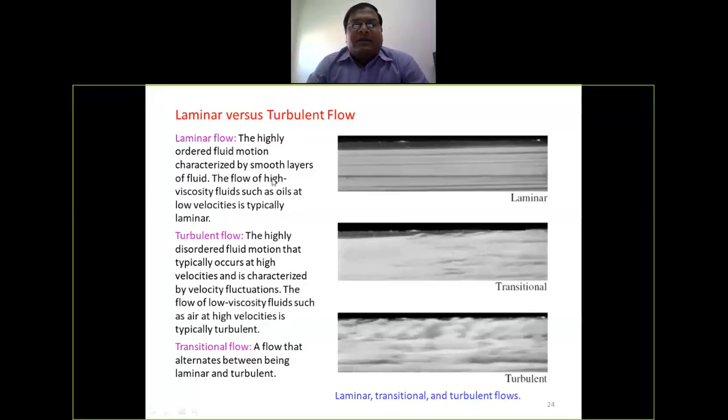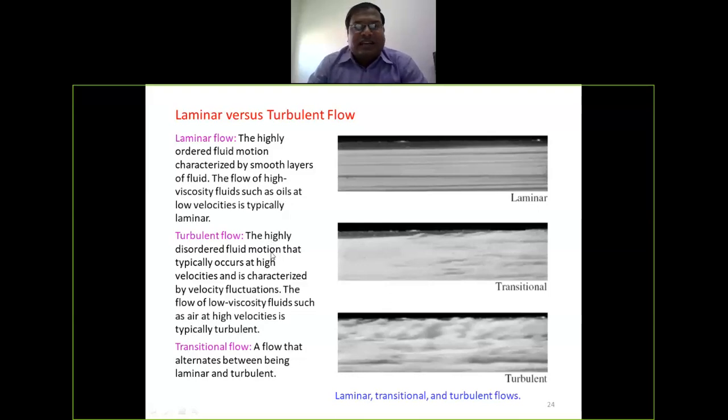Turbulent flow is highly disordered fluid motion that typically occurs at high velocity and is characterized by velocity fluctuation. The flow of low viscosity fluids such as air at high velocity is typically turbulent. If you want to understand it, it is very simple, you can take any example. Suppose you open the tap and water is flowing from that tap. Initially you keep the velocity very low, so water will flow at a constant rate, in a single straight path. You can take that example as laminar flow. But as you increase the velocity, the water will flow randomly, with fluid particles crossing each other. That means at high velocity the flow will become turbulent flow.